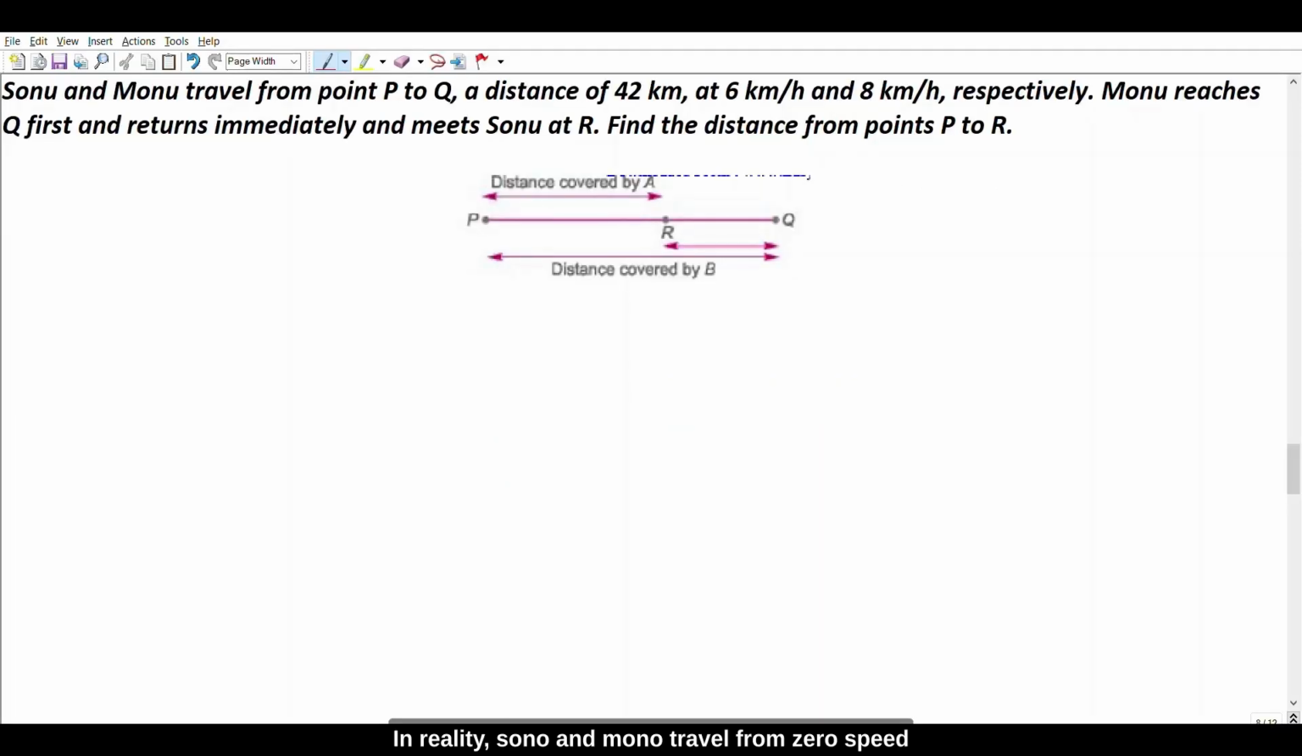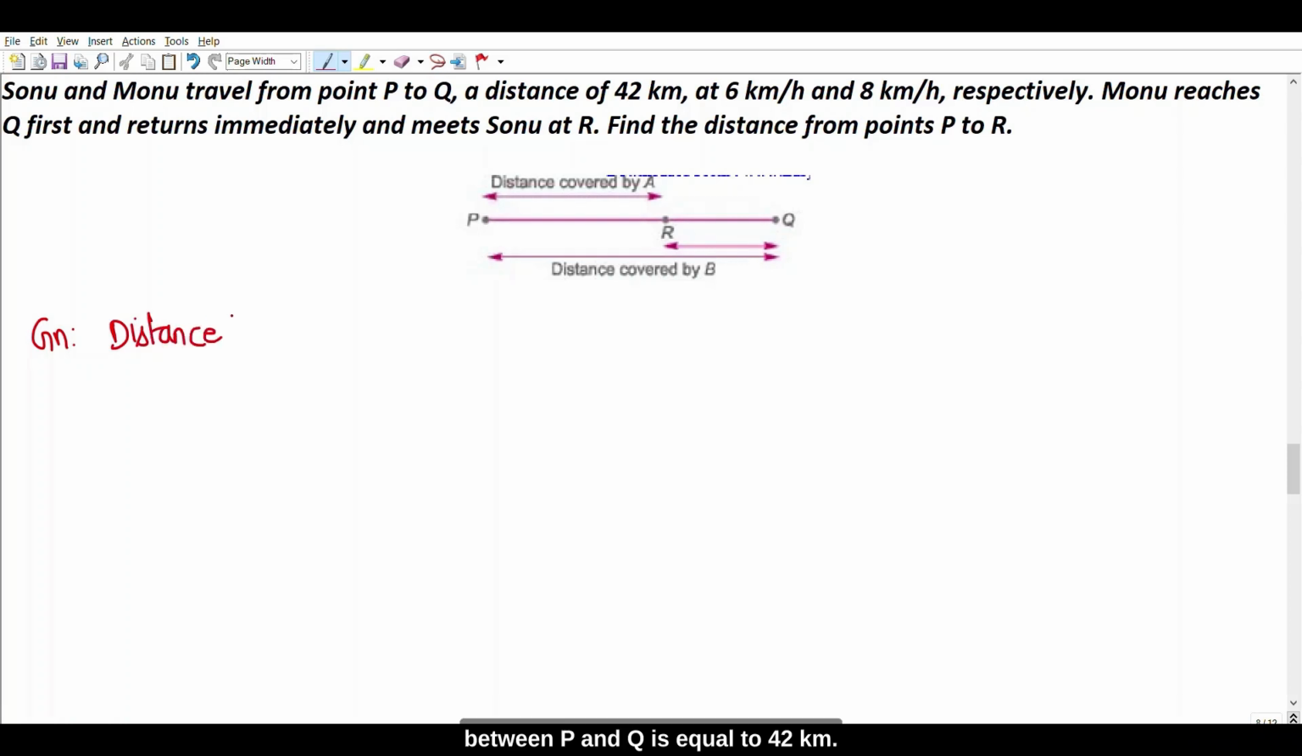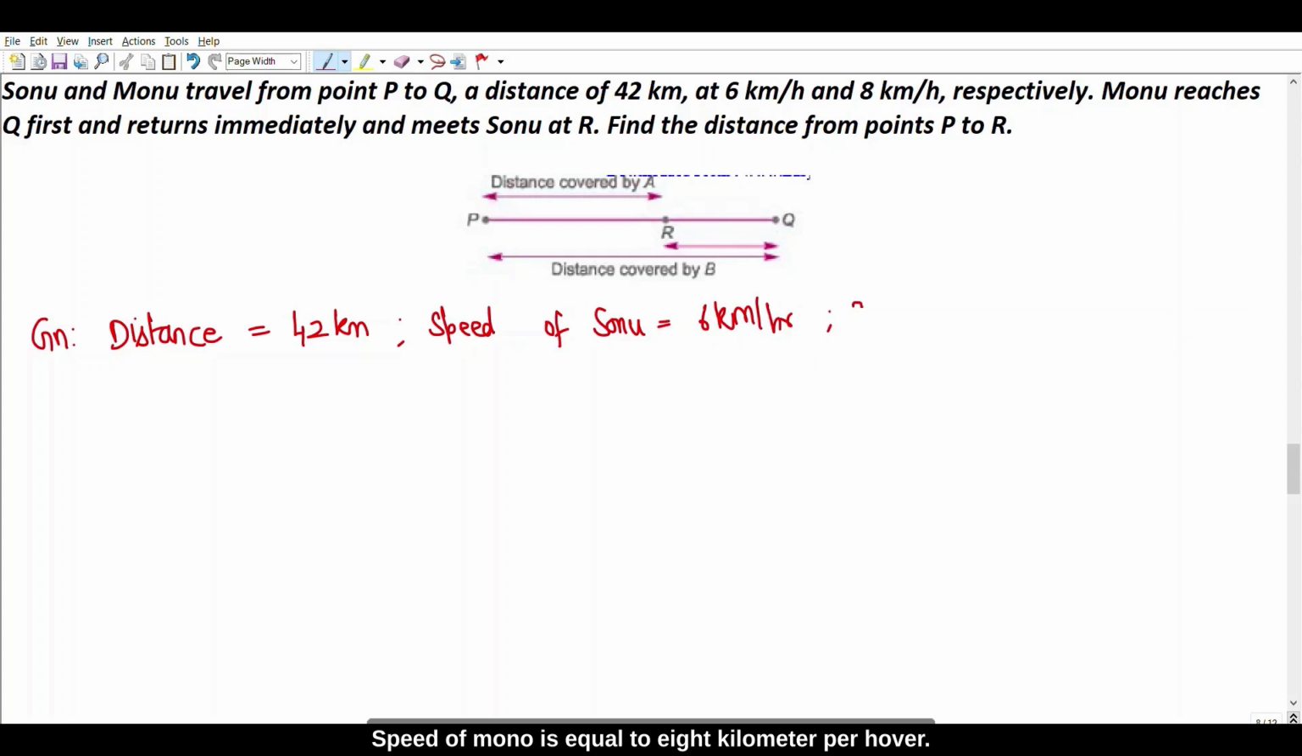Sono and Mono travel from point P to Q at a distance of 42 kilometers at 6 km per hour and 8 km per hour respectively. Mono reaches Q first and returns immediately and meets Sono at R. Find the distance from point P to R. So from the question, the total distance between P and Q is equal to 42 kilometers. Speed of Sono is equal to 6 km per hour. Speed of Mono is equal to 8 km per hour.